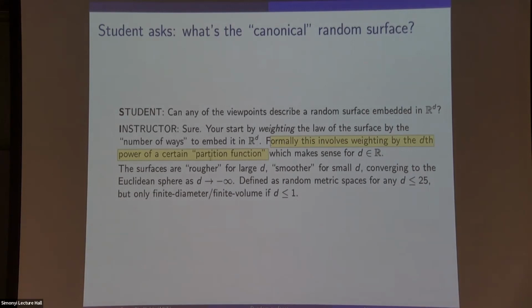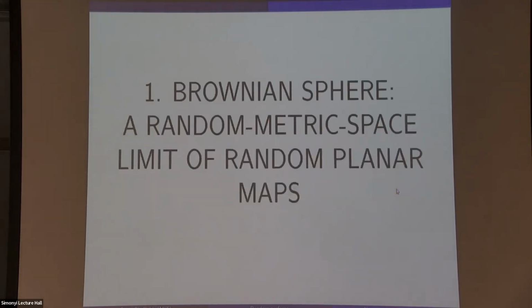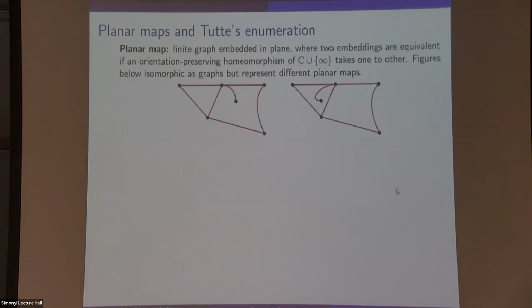And it turns out the higher the dimension of the surface you're embedding these in, the rougher the surfaces get as metric spaces. And if you're weighting by this partition function to the d's power, you can make sense of that for any d. It doesn't even have to be a real number. And it turns out that these things converge to the Euclidean sphere when d goes to minus infinity, and they become random metric spaces for any d up to 25. That's the famous bosonic string theory threshold. Okay, so let's get back.